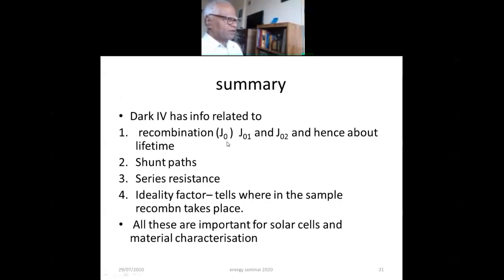So why is the dark IV important? It gives you information on J naught, and that means I know how many recombination events I have. By looking at n equal to 1 and n equal to 2, I can tell you where the recombination is taking place in space in the junction. We know there are shunt paths. I have not talked of series resistance. This is something that also exists, and you can get all of this information from the dark IV characteristics.